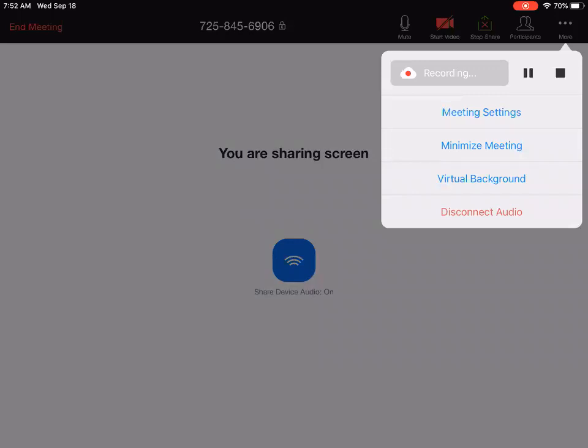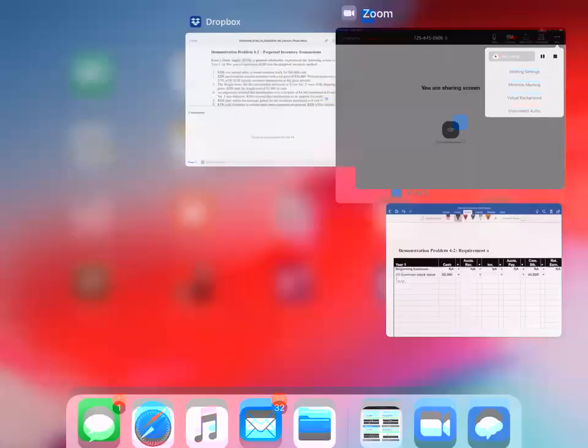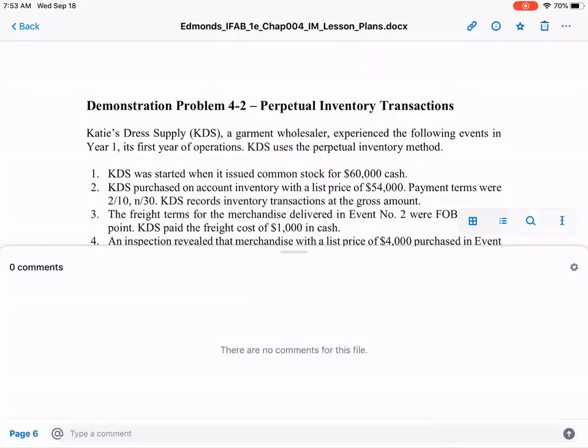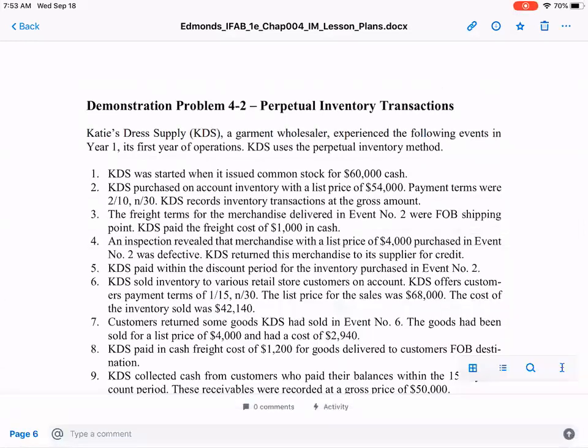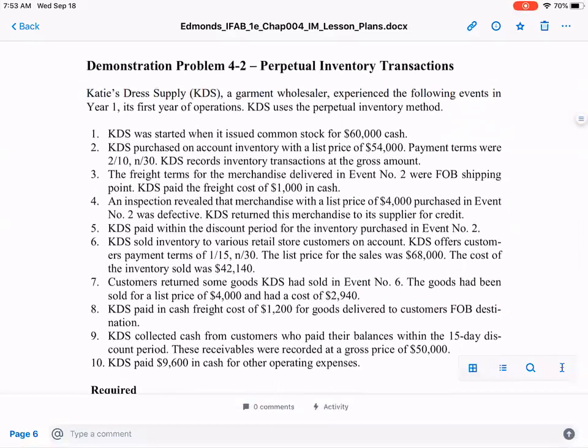Hello, this is Dr. Seitz, and today we are going to look at a problem regarding merchandising businesses and how their accounting is a little bit different than what we have been doing, which has been service businesses. So we're going to look at this particular problem. It's a demonstration problem for perpetual inventory transactions.